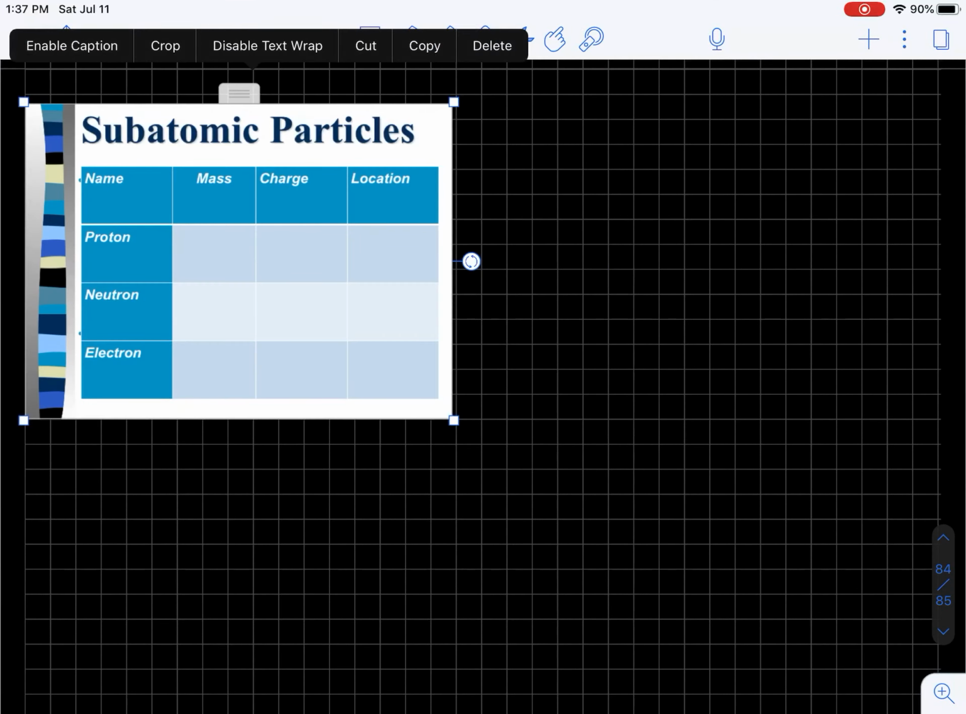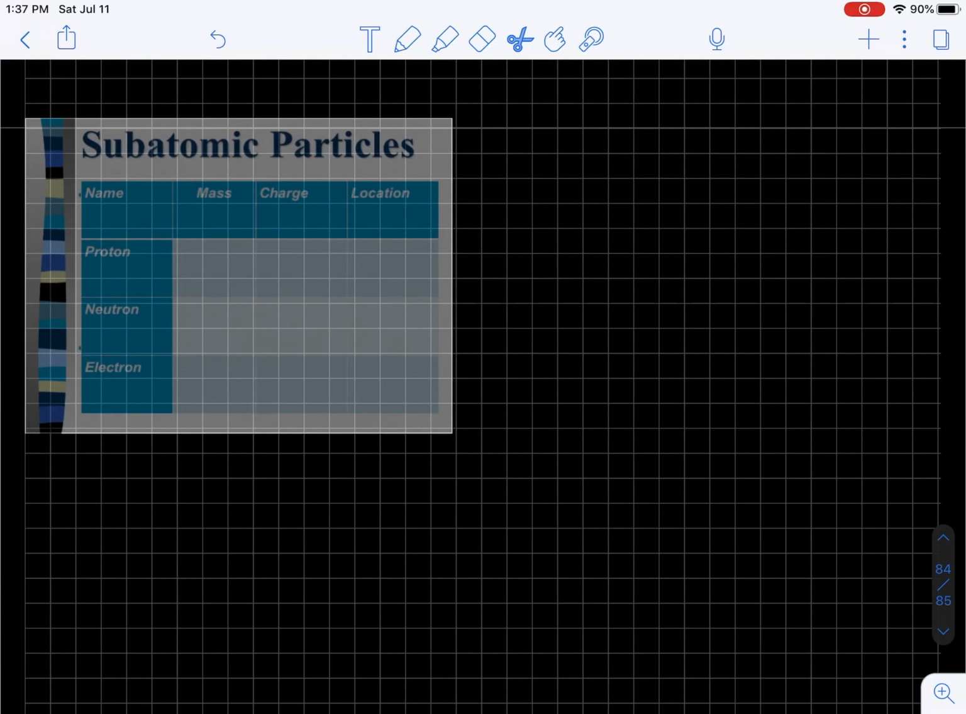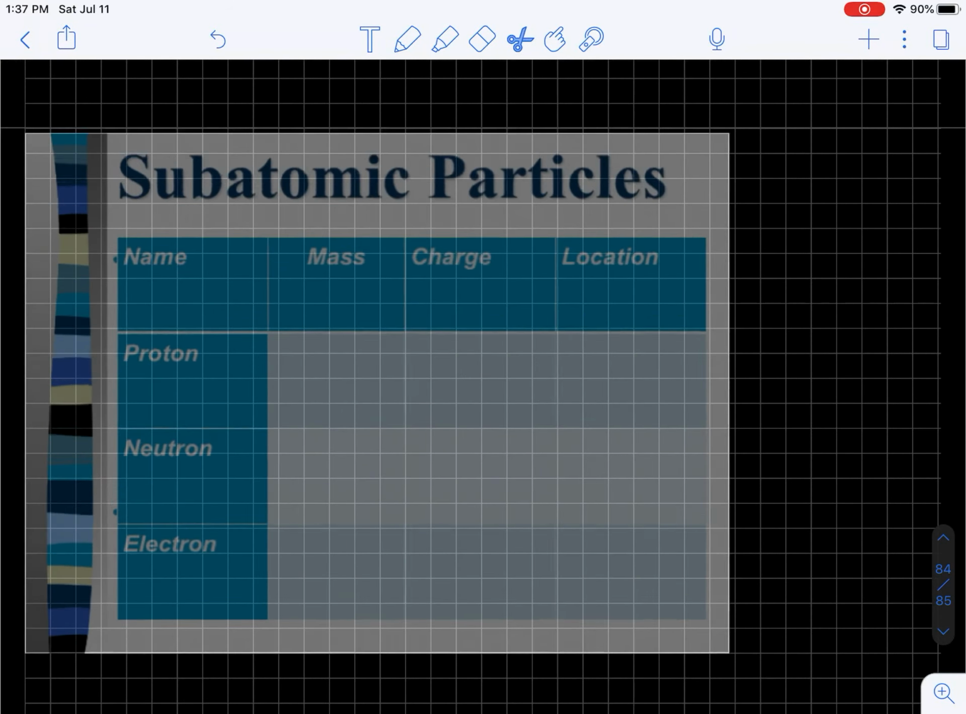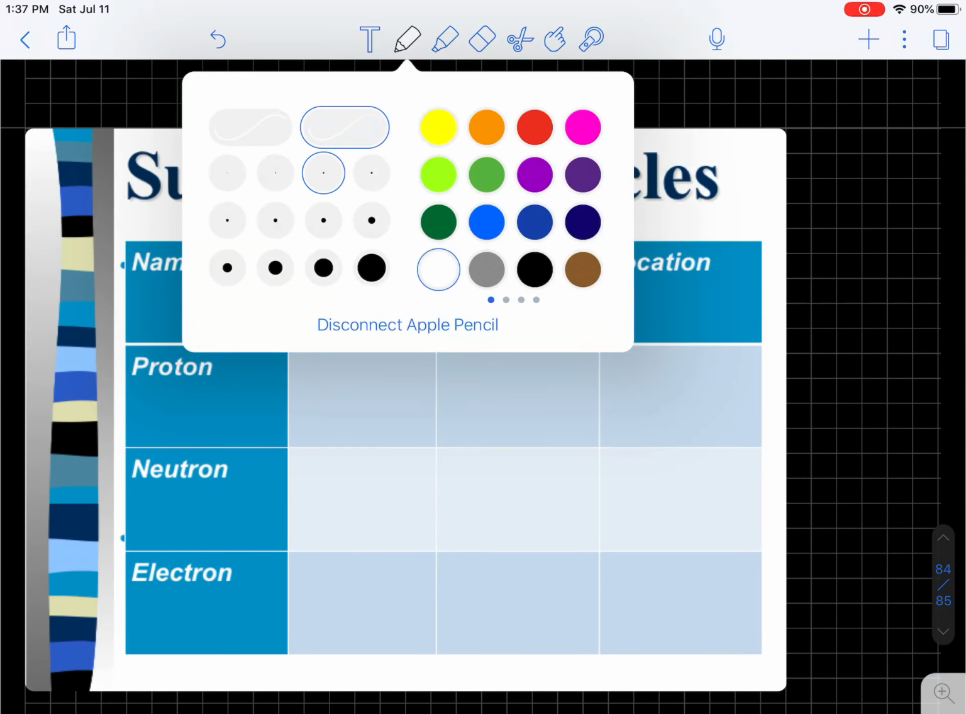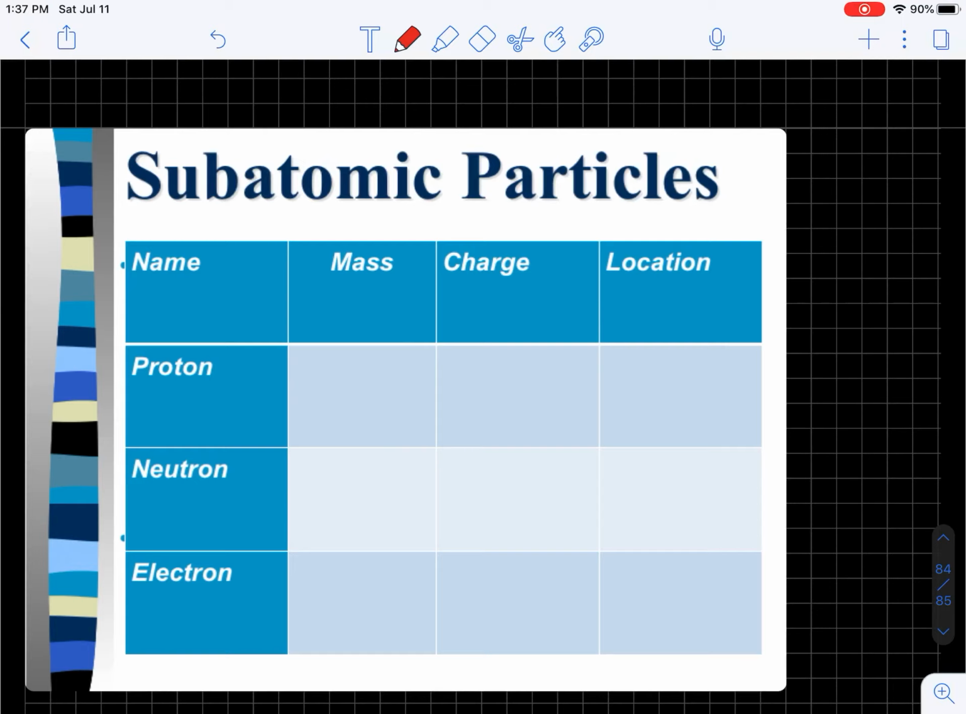Alright, so let's go ahead and fill in this chart. Copy it and paste it, because that's what I do. Control C, Control V. Oopsie poopsie. Make it a little larger. Okay.